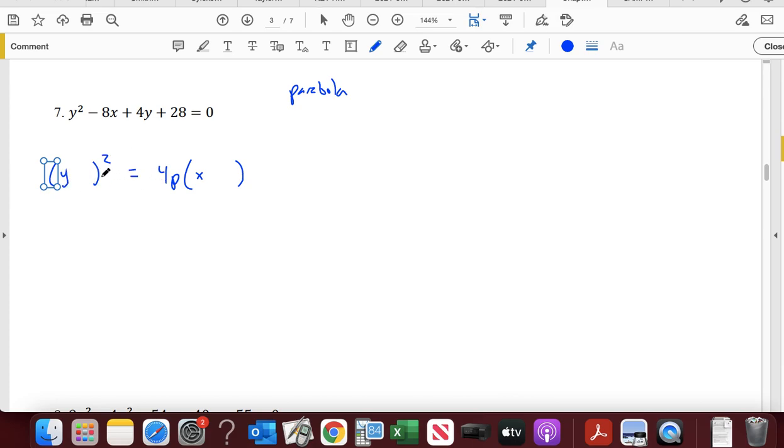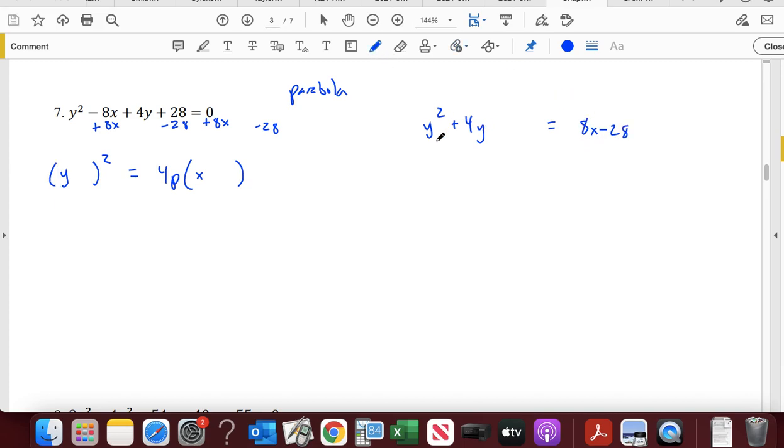So this is what we want. First thing we want to do, I'm just going to work it right over here, is write all my y terms on the left, everything else on the right. So I've got y squared plus 4y on the left side of the equation. And on the right, I want to move 8x and 28 over there, so I'm going to add 8x to each side and subtract 28 from each side. So I've got 8x minus 28 on the right side.